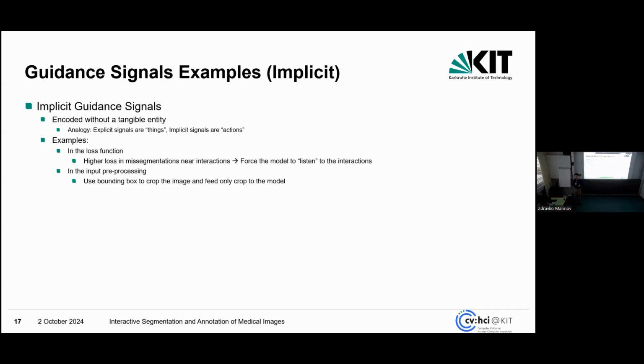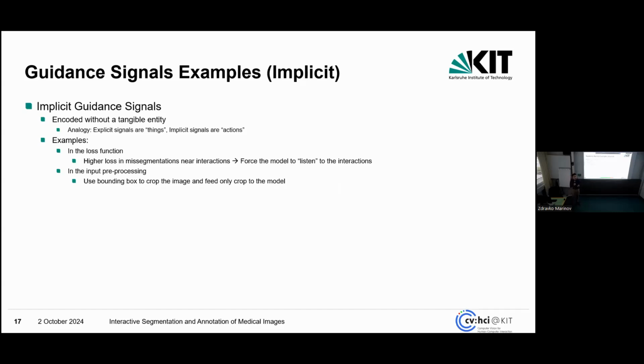And there's also a possibility to integrate interactions implicitly as a guidance signal, so you don't really have a thing, but more of an action in the training process. A very simple example is to weight the loss function during training more when it's near the interactions. So, for example, if it makes a mistake near the click, you have a higher loss, and then you implicitly make the model listen to the interactions.